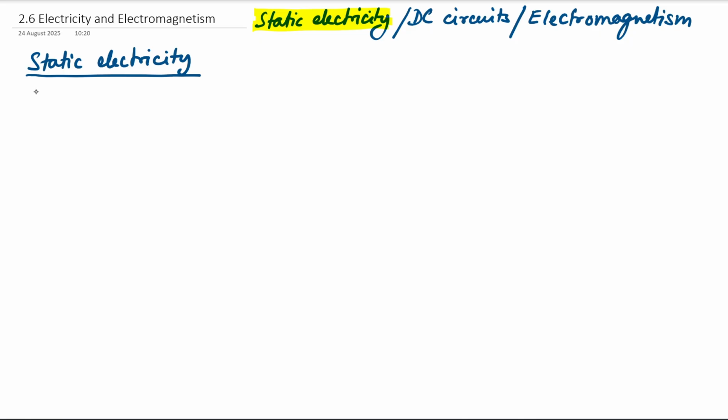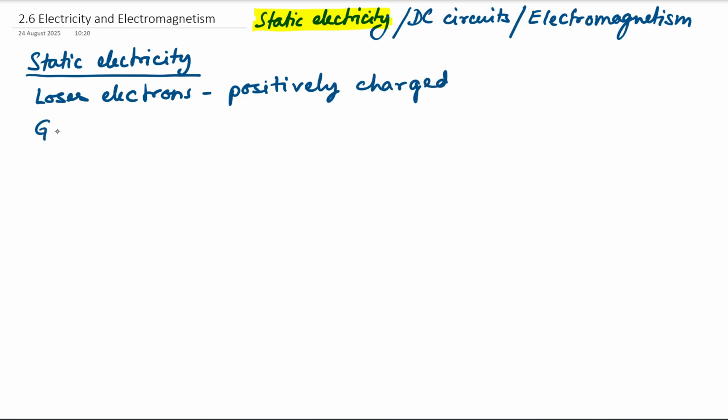And we know that when something loses electrons, then it becomes positively charged. Or if it gains electrons, it's always the electrons that are either lost or gained from an object, because an object can have free electrons. Then if something gains electrons, it becomes negatively charged.